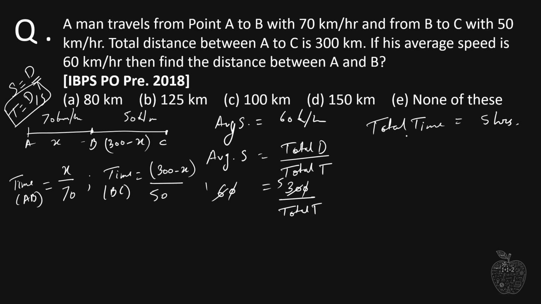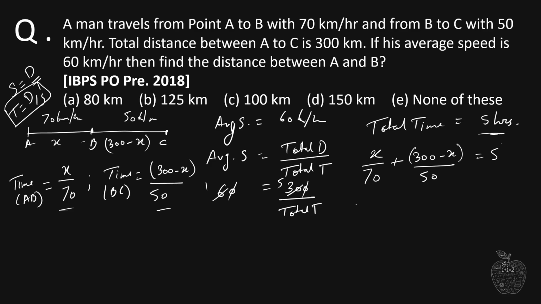Now we know the total time is equal to 5 hours. So that means the time taken to travel from A to B plus the time taken to travel from B to C is equal to 5 hours. So let's write it here. We get x by 70 plus (300 minus x) over 50 is equal to 5.